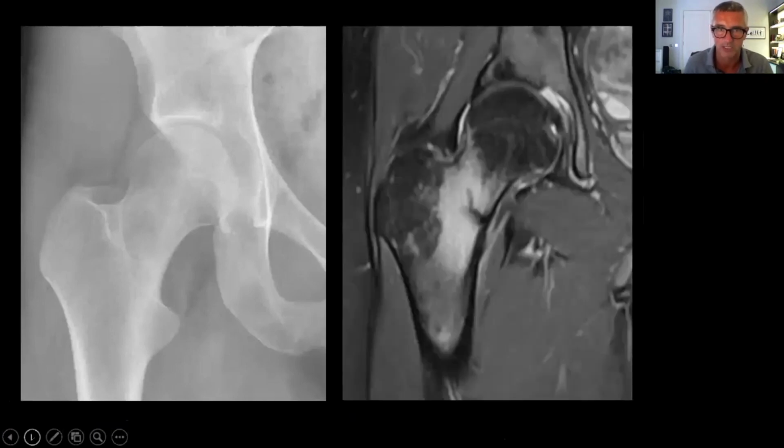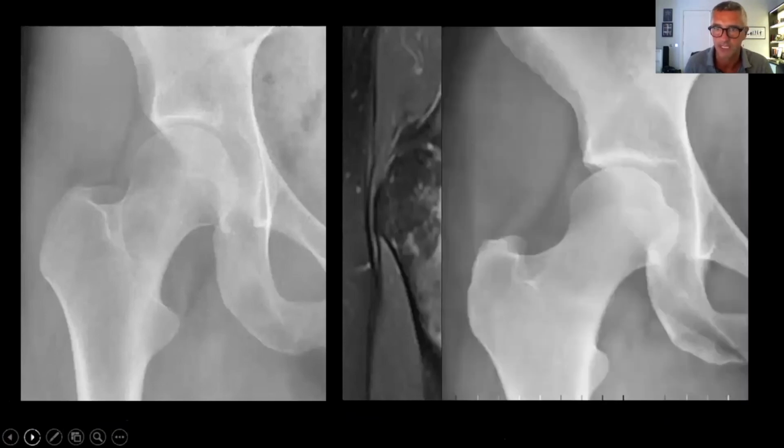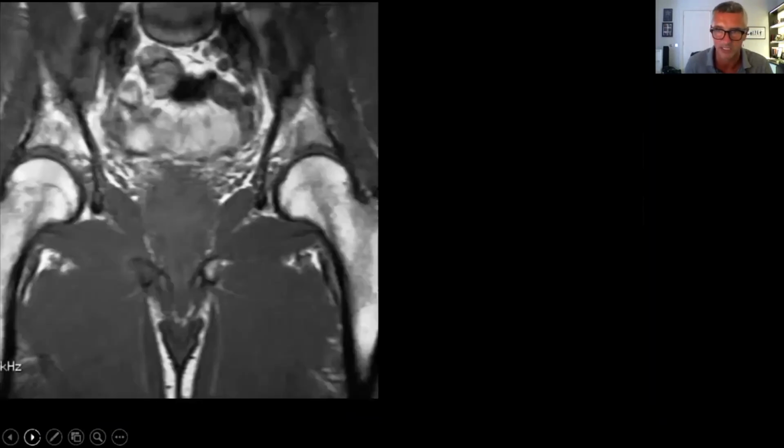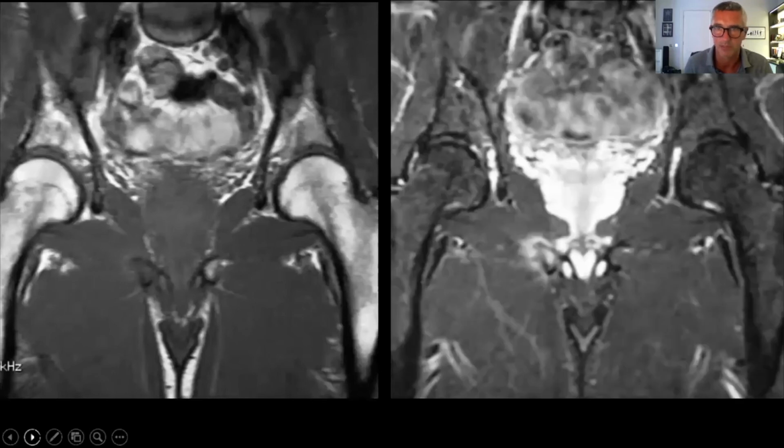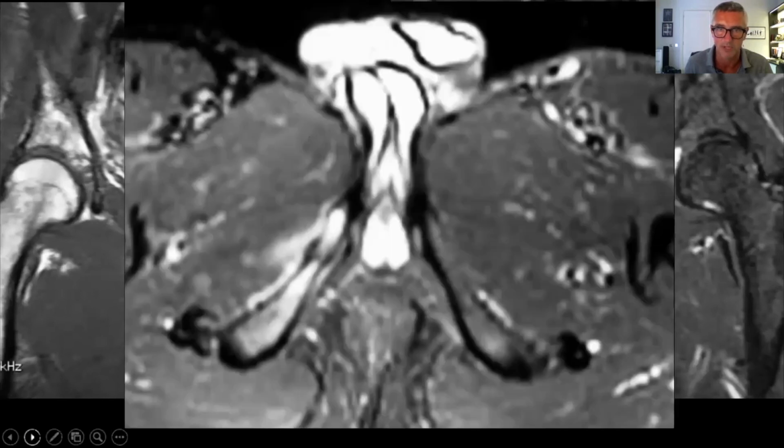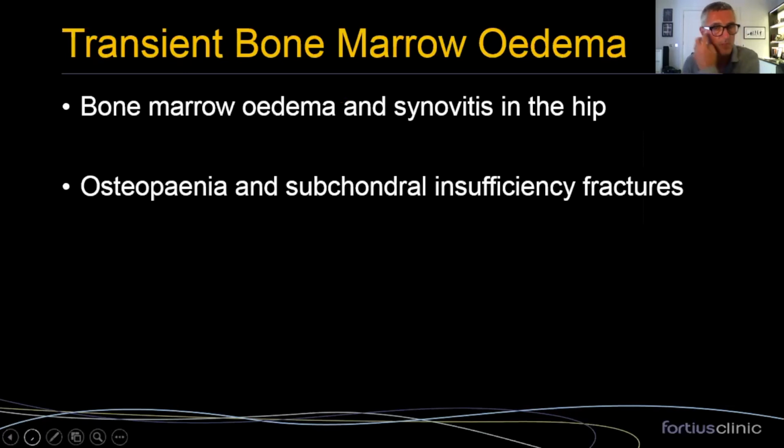So this is an example where the X-ray is normal. The MRI shows a clear fracture of the femoral neck. Even at follow-up, you can just about make out a faint line, but it's a leap of faith. Just a couple of other examples. This is the fairly common location, which is the inferior pubic ramus. Just to bear in mind that when they have the inferior pubic ramus, just have a sneaky look at their sacrum, because the sacral fractures are often missed.